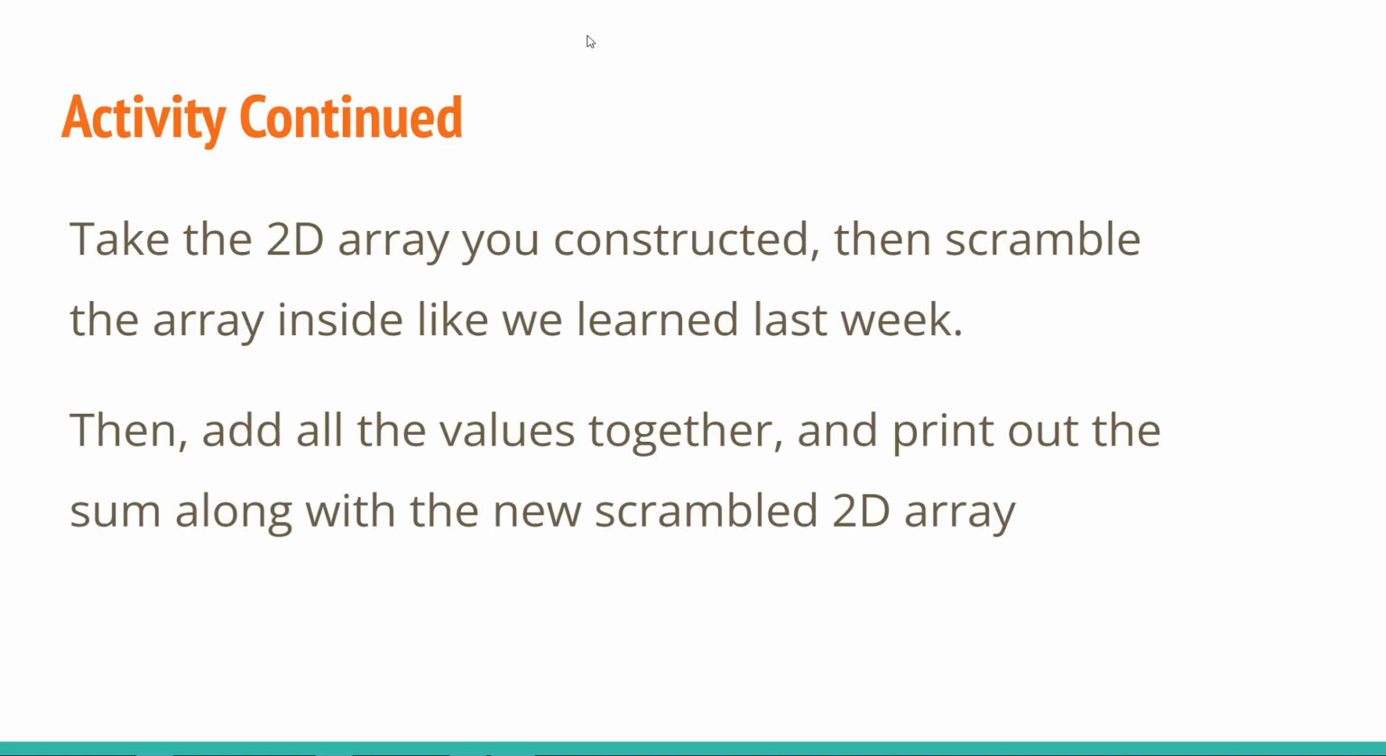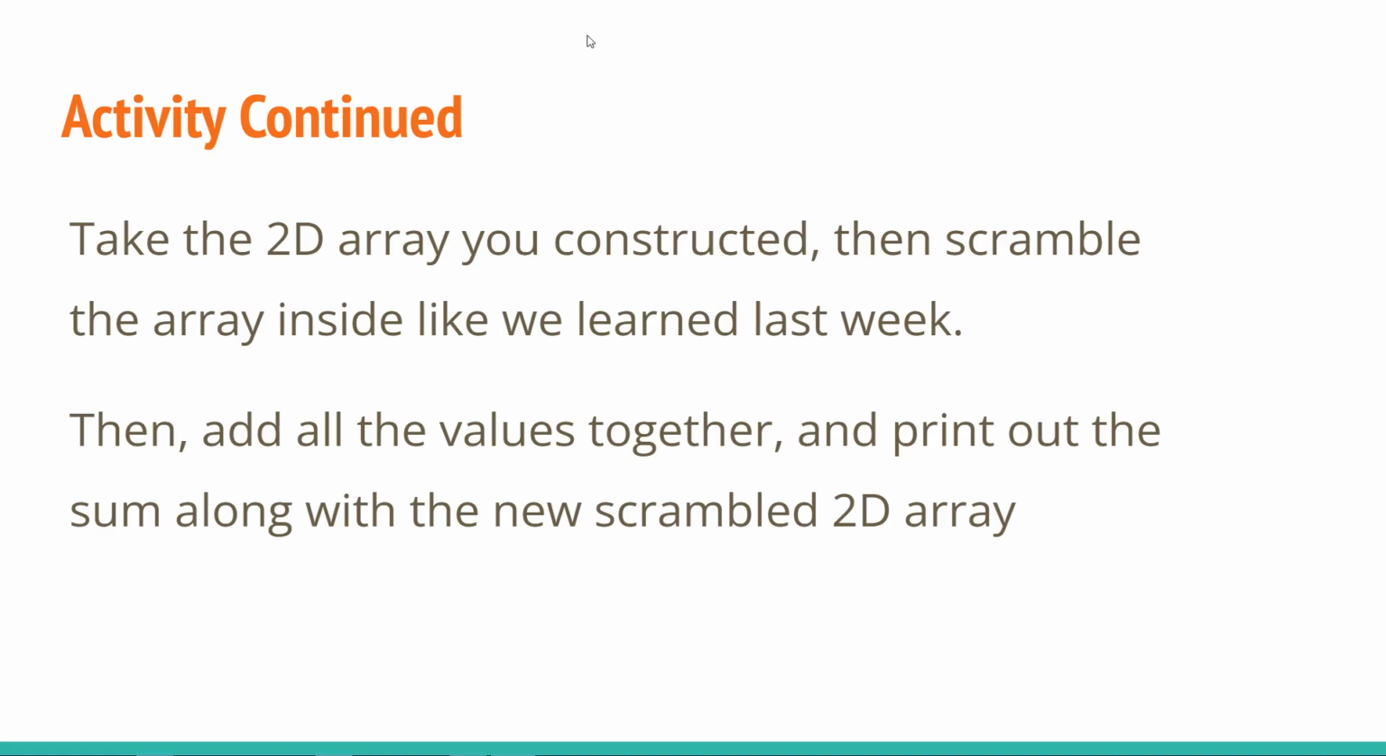So if you have that down, you're going to take the 2D array you just made, and then you're going to scramble it up. You're going to create a temporary variable for every one you want to move, and then move it, and then move the temporary variable into the old position. Once you've done that a couple of times, let's say 6, you're going to add all the values together and print out the sum along with the newly scrambled 2D array. So you should be able to tell the difference between the first and second array.